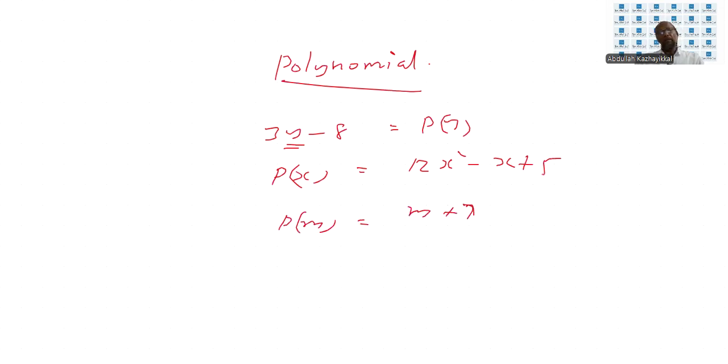Do you think all algebraic expressions are polynomials? Last time we studied that an algebraic expression with an equal sign is called an equation. We can solve the equation, we can find the value of the variable. Here m is the variable, here x is the variable, here y is the variable. But it is not an equation, it is an algebraic expression. Do you think all algebraic expressions are polynomials?